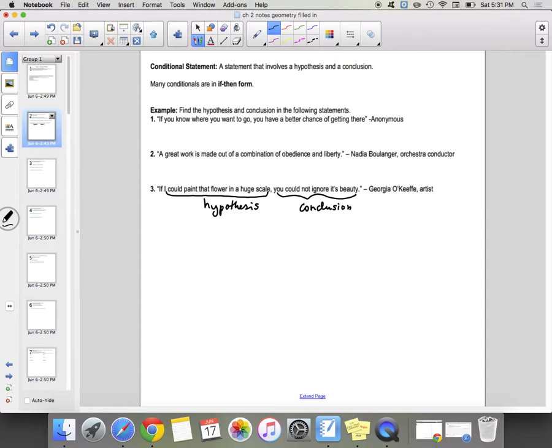So you might have something that says, a great work is made out of a combination of obedience and liberty. So you could write it in if-then form by saying, if a work is great, then it is made out of a combination, and so on, of obedience and liberty. So the hypothesis would be a work is great, and the conclusion would be it is made out of a combination of obedience and liberty.